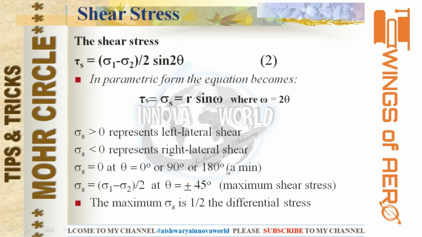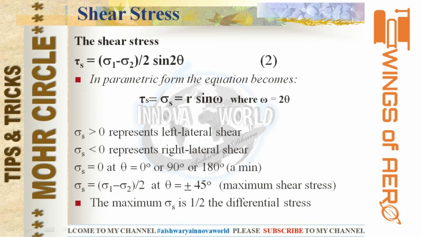Then comes shear stress. The shear stress formula is (sigma 1 minus sigma 2) by 2 times sine 2 theta. Similarly, we have studied the radius formula, that is (sigma 1 minus sigma 2) by 2 is the radius. So we have written here that tau s or sigma s, both are the same, equals R sine omega. So what does it represent? When is the minimum condition and when is the maximum condition?